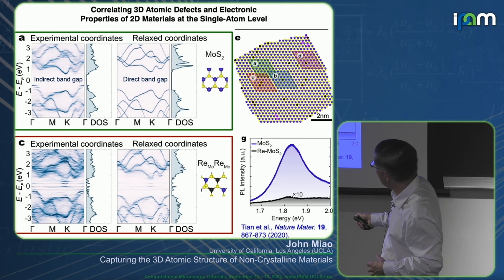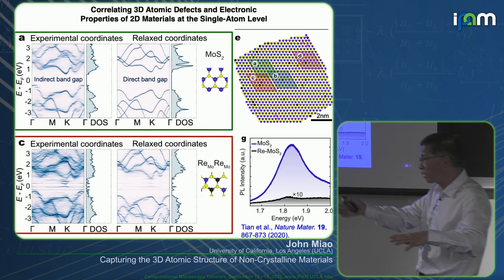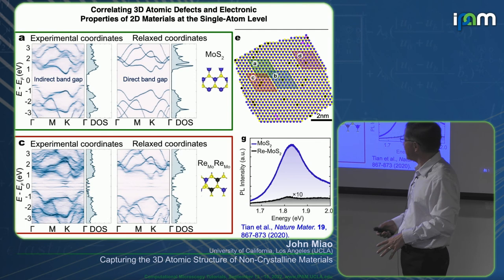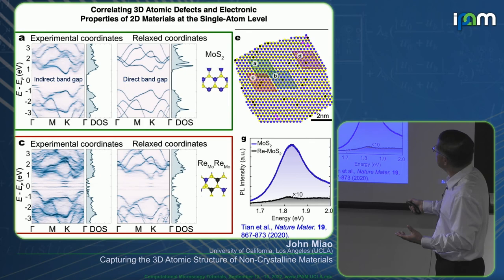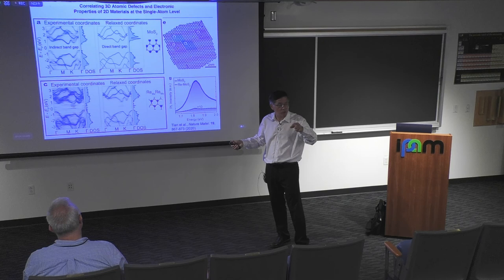But when we relax it, DFT is always relaxed. DFT, density functional theory, always uses the global minimum. They relax, but after relaxing, the band structure is different, which means the property is different. This, again, is a metastable state. We measure at room temperature, while this is 0 Kelvin. And we do the measurement and indeed confirm this is right. So these experimental coordinates are right. But the relaxed one is always the global minimum.